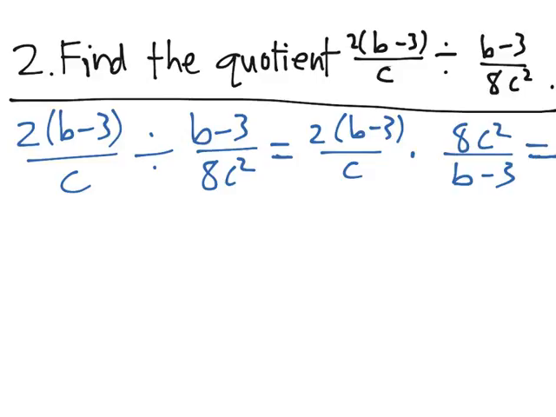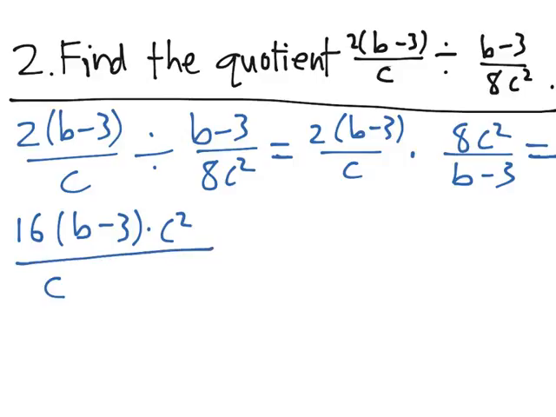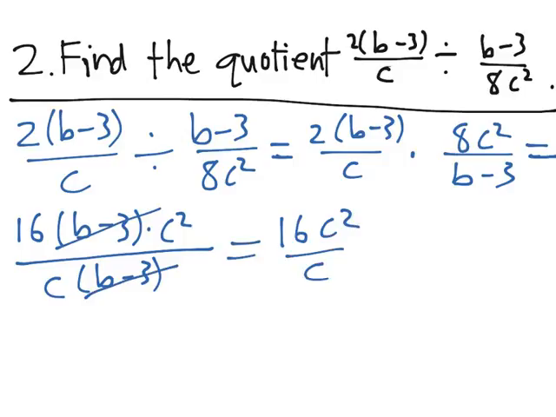Now if we multiply across, we have 2 times 8, which is 16, b minus 3 times c squared divided by c times b minus 3. Now we can cancel the b minus 3 in the numerator and the denominator and get 16c squared divided by c. Finally, there's a c squared in the numerator and c in the denominator, so we can cancel 1 on top with the 1 on bottom, and we're left with 16c.